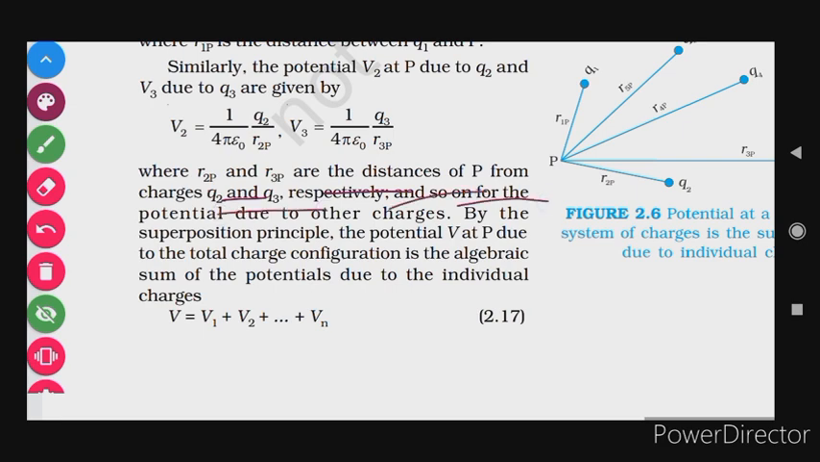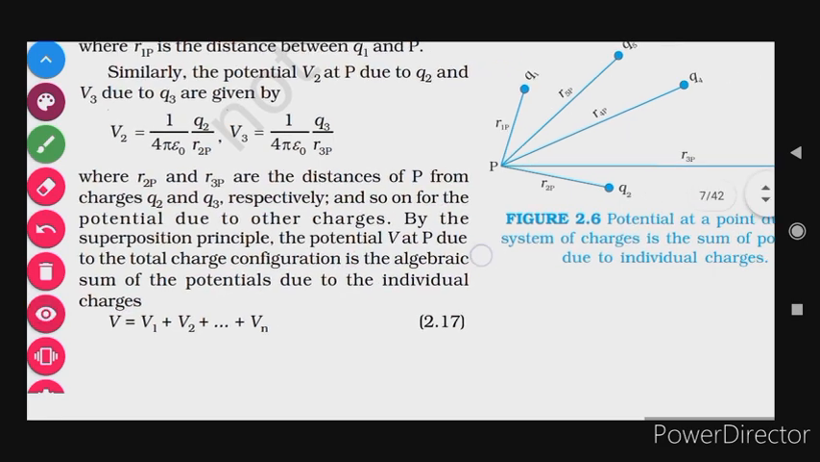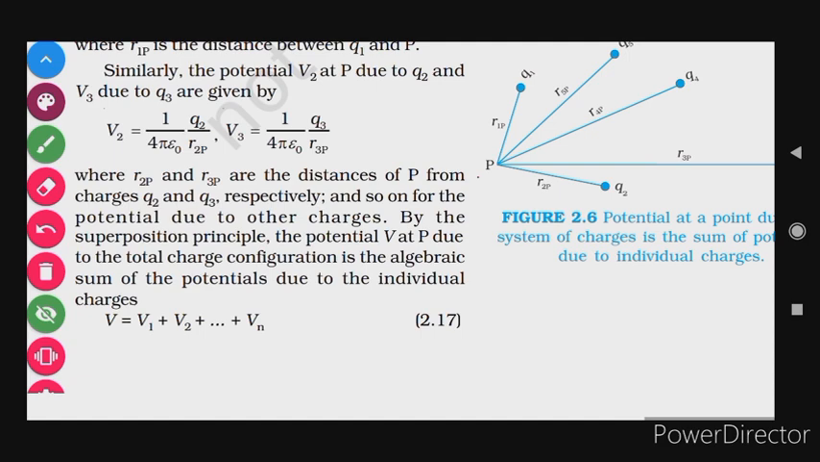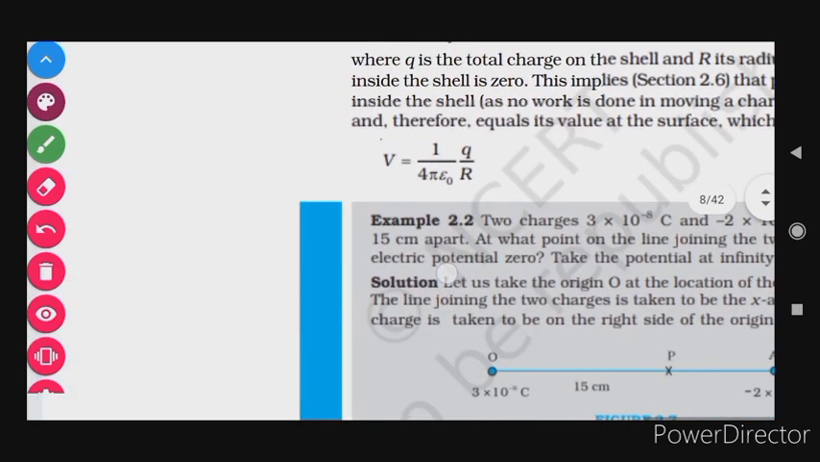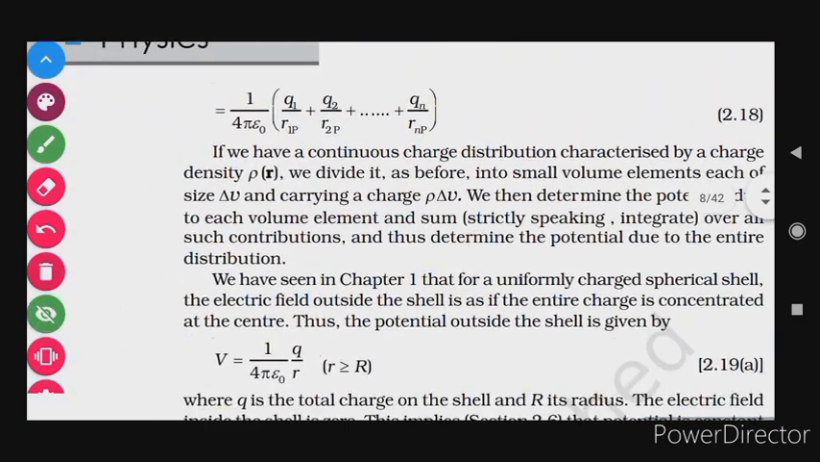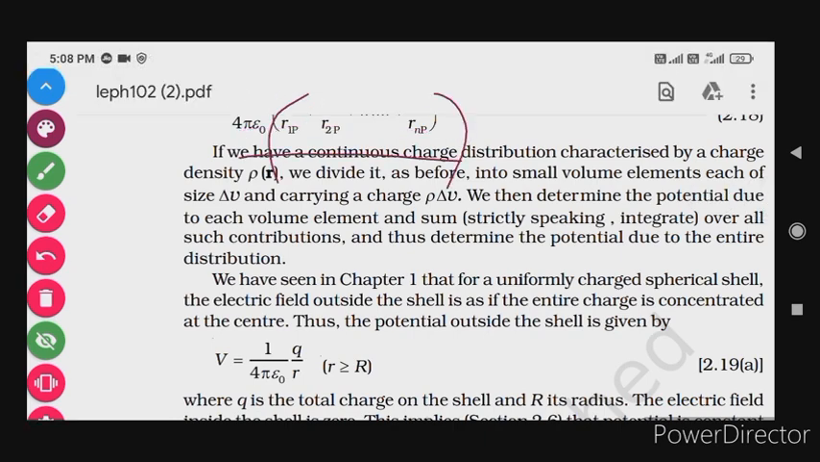By the superposition principle, the potential V at P due to the total charge is the algebraic sum of the potentials due to the individual charges. We apply the superposition principle, so the total potential at this point will be the algebraic sum of all of them. There is no vector addition because potential is not a vector, so we just add them. Scalar sum, algebraic sum. So the potential will be just the sum of all the potentials, and taking the sum, this is what we got from the equation.